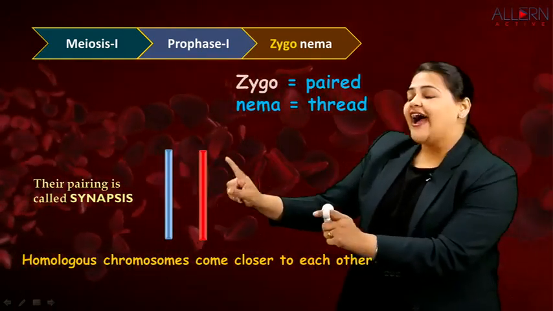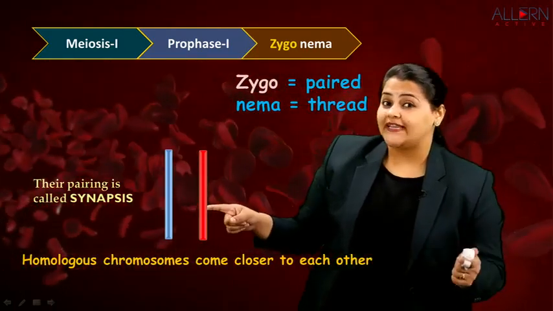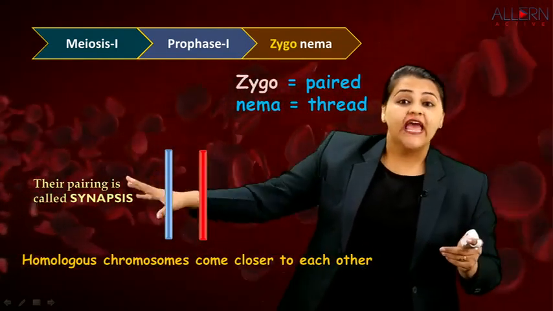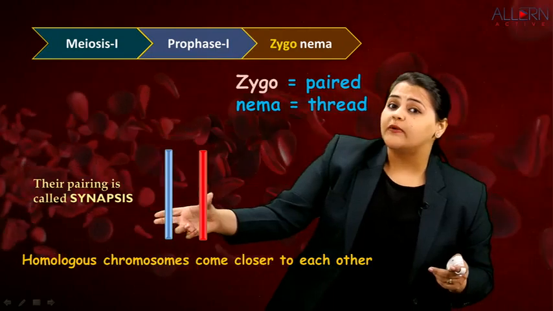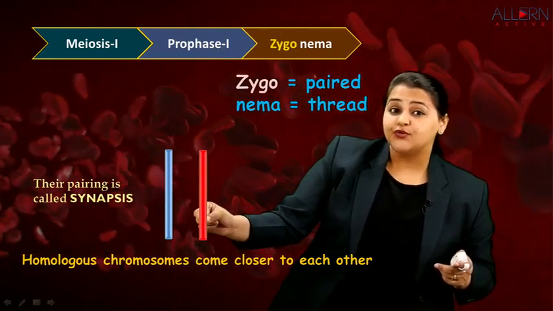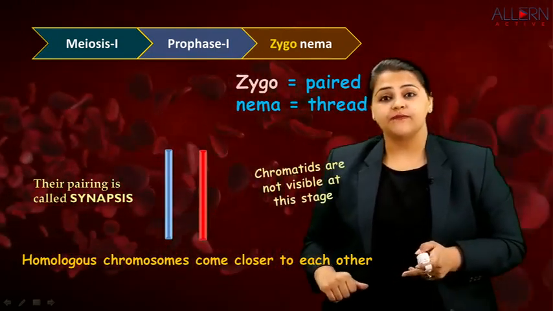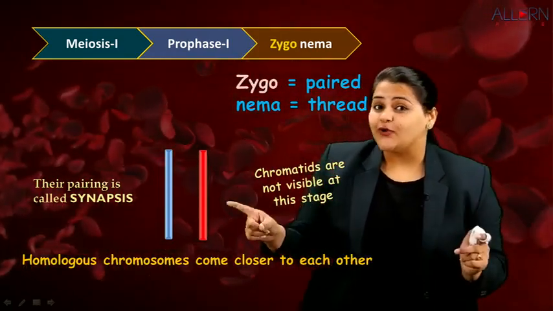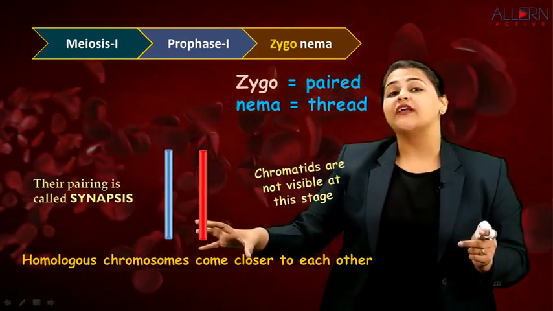So in here we have the pairing, and this pairing is called synapsis. It's not the synapse of the normal neuron, but it's very different. This is synapsis, and in this we mean pairing up the two homologous chromosomes. These chromatids over here are not visible, so we are not talking about sister chromatids here. We are just talking about the thin thread of chromosome.